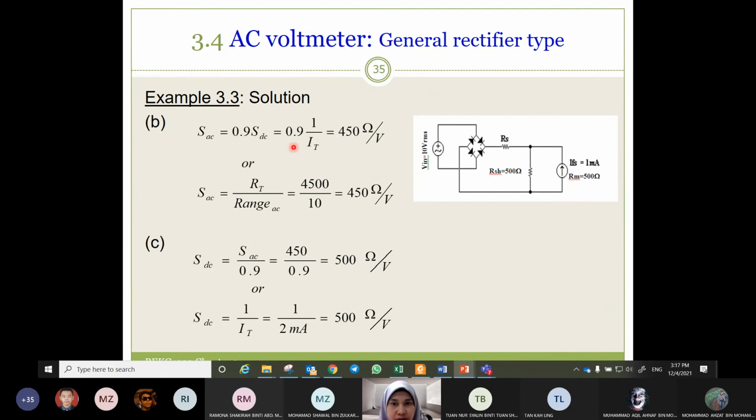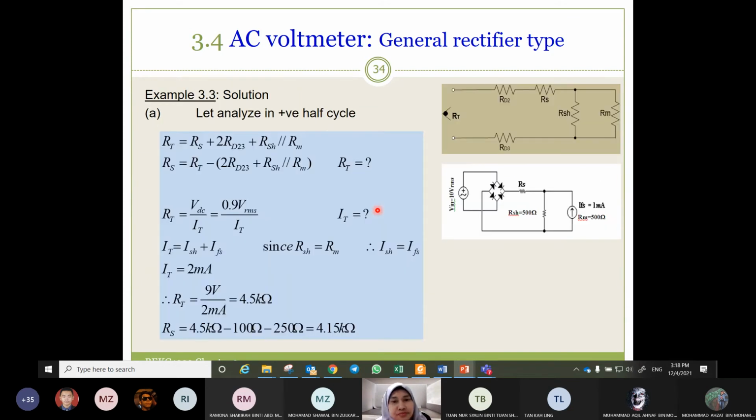No? Okay, the next is to find SDC and SAC. Let's start with SDC. SDC is equal to 1 over I total. 1 over 2 milli, we get 500. So SAC is equal to 0.9 SDC. 0.9 of 500, it is 450 ohm per volt. That's all. Any question?